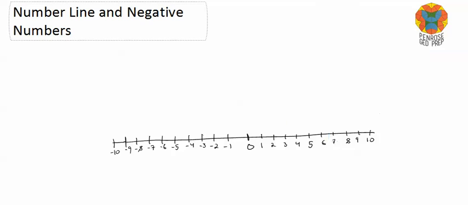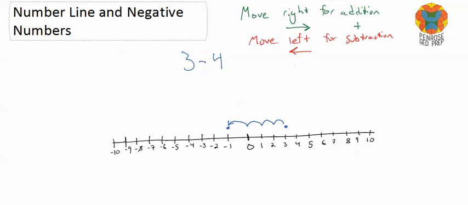Now let's say that instead of adding 4, we had wanted to subtract 4. So we want to simplify 3 minus 4. Well, again, we start at 3 on the number line, and then this time we move 4 spaces to the left. 1, 2, 3, 4, because we're subtracting. So remember that on the number line, addition means moving to the right, and subtraction means moving to the left. We end up at -1, which is indeed 3 minus 4.